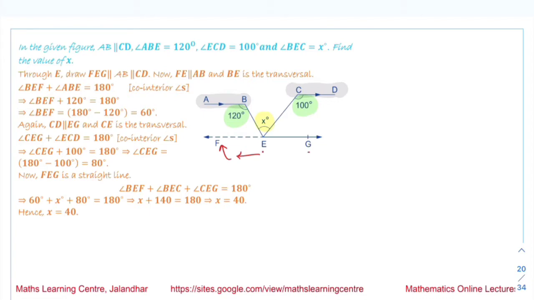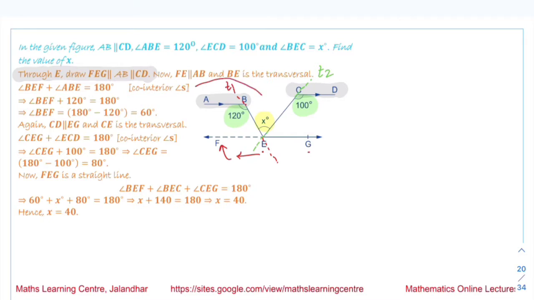So this is the construction part: through E draw a line FEG parallel to the lines AB and CD. Now suppose I am looking at this line BE over here. This is transversal T1 I am writing, and the second line I am talking about over here is transversal T2.